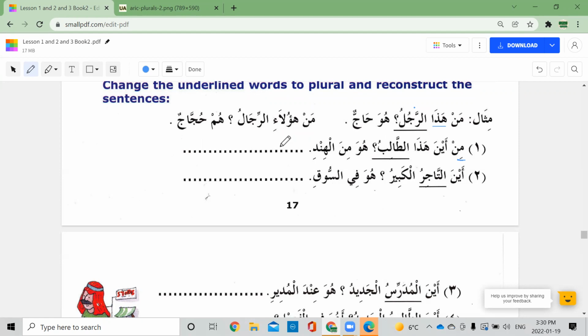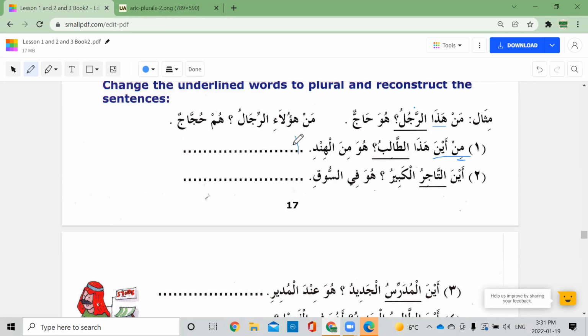Now please try to change this to plural. Min aina haulai. Min aina will be the same. Min aina means from where, right? So it'll be the same. Okay. Min aina haulai tullabu.